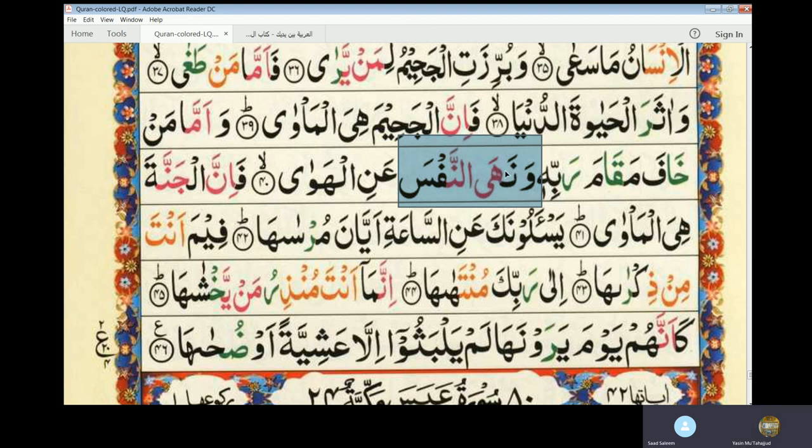Wa na han naf sa. Now, sir. Wa nahan nafsa. Yes. Okay. Wa nahan nafsa. Correct. Anil hawa. Anil hawa. Okay. Now read this complete verse again. Okay.